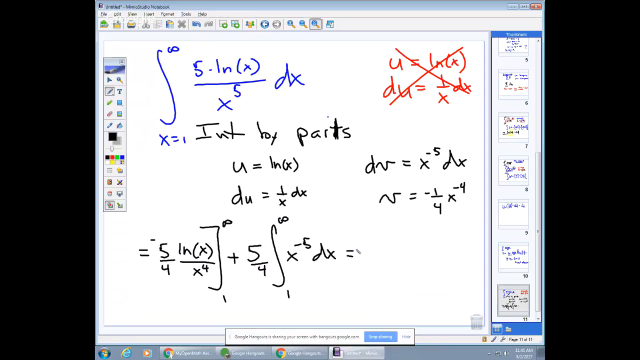So altogether, what are we going to get? I guess I could factor out that 5/4, can I? It's everywhere. Oh, wait, yeah, it's okay. Factor out the 5/4. We'll have a natural log of x over x to the 4th. Man, I hope this thing converges. It's a lot of work. Plus the antiderivative for x to the negative 5th is, that's this guy right here, right? Negative 1. So we're going to have a negative 1 over 4x to the 4th, from 1 to infinity.